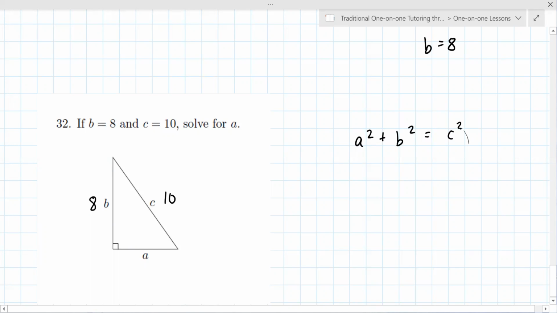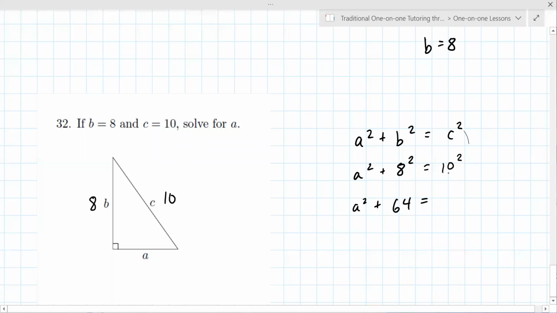And then you put the numbers in. We don't know A. Remember, A is unknown. Okay, B squared. What is B? B is 8, and then you square it. What is C? 10, and then you square it. What is 8 squared? What is 8 times 8? 8 times 8, 64. Okay.